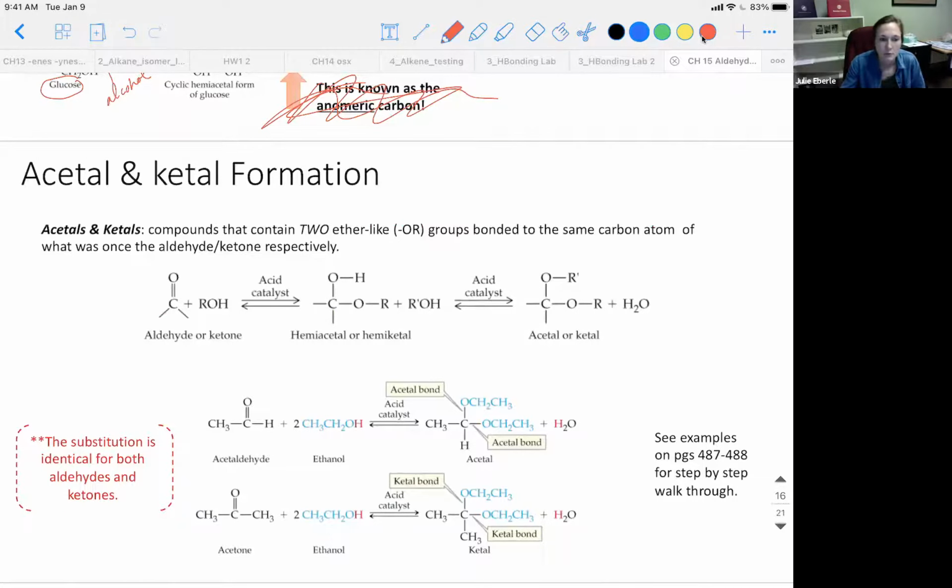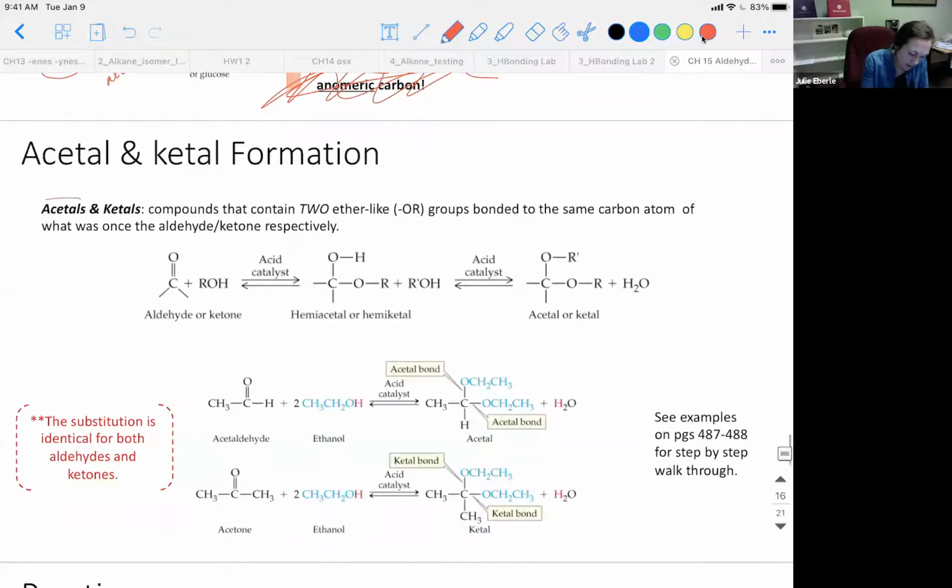So, we looked at forming hemiacetals and hemiketals. Now we can form things that are called acetals and ketals. These are compounds that, instead of an alcohol-like group and an ether-like group, contain two ether-like groups on the same carbon that used to be the carbonyl carbon. Again, we're starting with either an aldehyde or a ketone. If your starting material is an aldehyde, you're going to form an acetal. But if your starting material is a ketone, you're going to form a ketal.